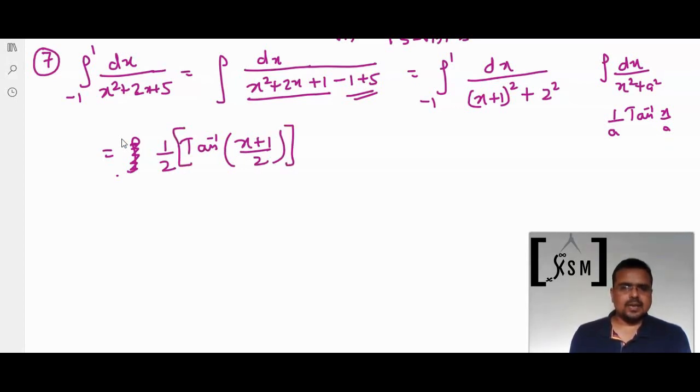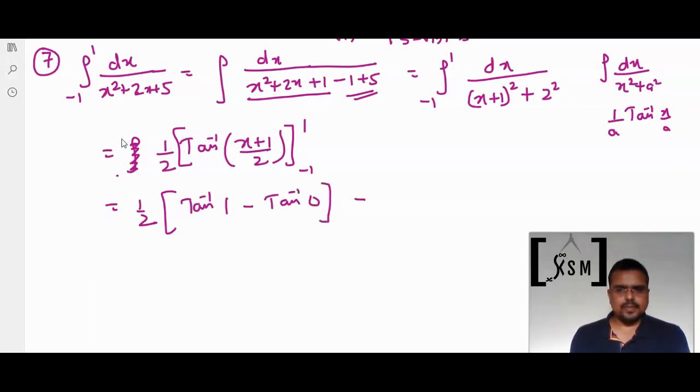So -1 to 1, tan inverse of x plus 1, so it is 1 plus 1, which is 2 over 2, which is 1, minus tan inverse 0, right? So it is actually half. Tan inverse 1, I'm sure you must be knowing, is pi by 4. That's my final answer, right guys? Good. Let's try the next question.